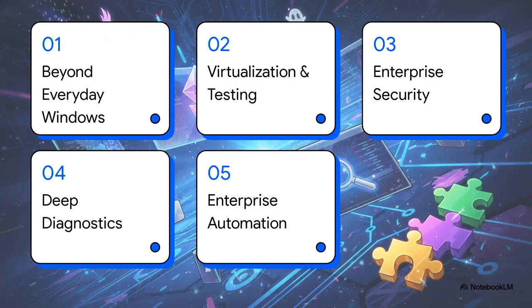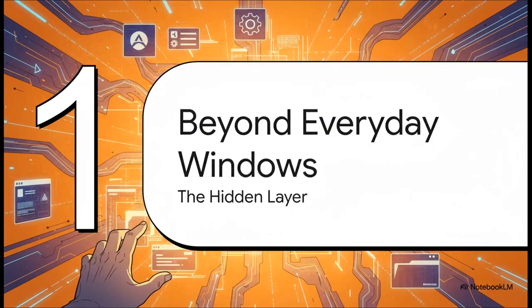So to keep things from getting overwhelming, we've broken these advanced features down into 5 distinct areas. We're going to look beyond everyday Windows, check out virtualization and safe testing, dive into enterprise security and control, explore diagnostics and deep monitoring, and finally wrap up with automation and central management. All right, let's kick things off with Section 1, Beyond Everyday Windows.